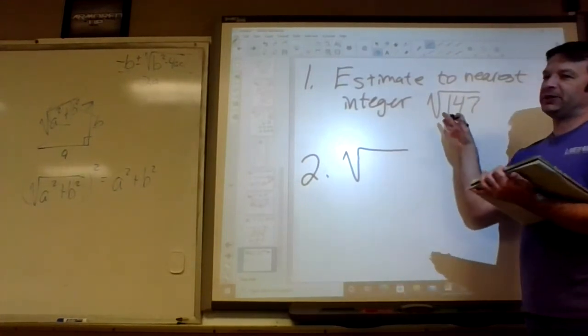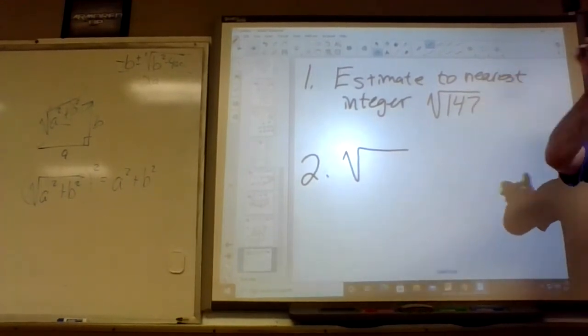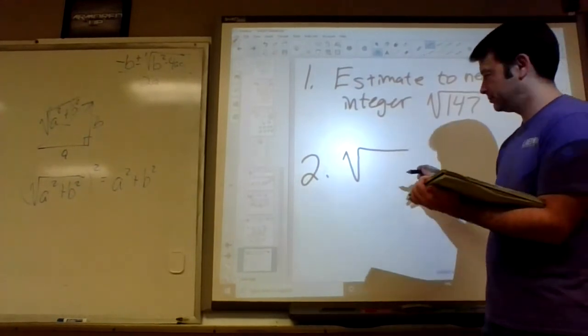So what is the nearest integer? Change it to a decimal. Round the decimal. Integers are the numbers on a number line. Round it to the ones place. Positive or negative whole number? Okay.